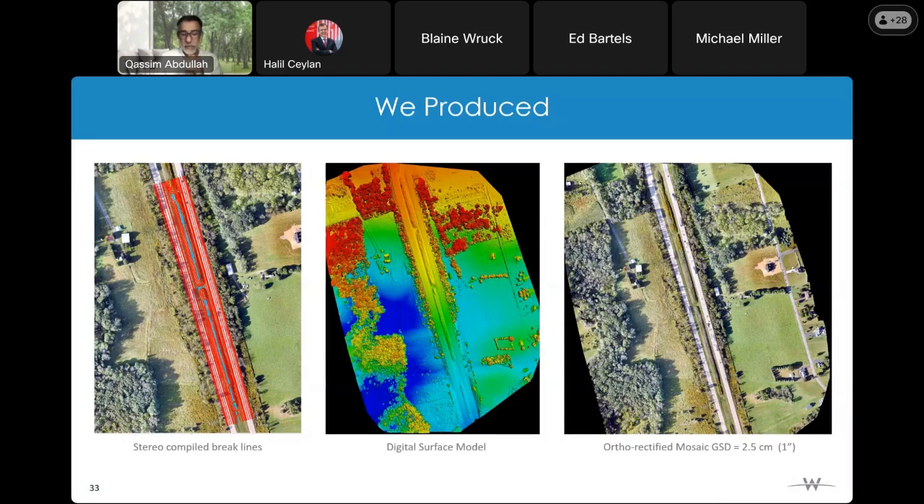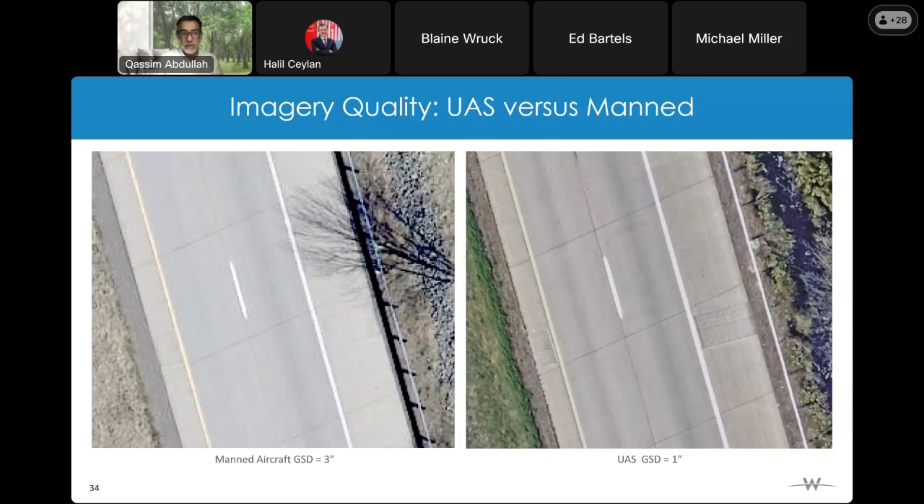We produced it from stereo photogrammetry. For scenarios A, B, C and D, we produced a digital surface model and ortho-rectified imagery, and we did the horizontal evaluation for all of them, and for all the elevation. Here, the one on the left is a 3-inch imagery collected in the previous year from manned aircraft, while the one on the right is from the drone, the UAS, at 1 inch. You see the quality of the horizontal accuracy, but for vertical, you really need a minimum of 5 ground control points.